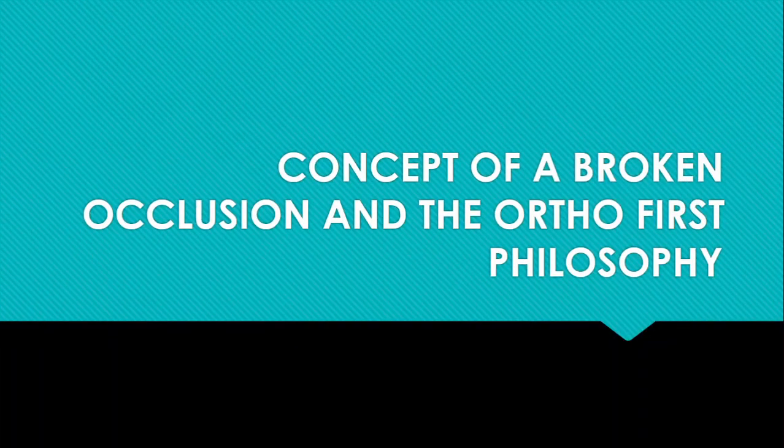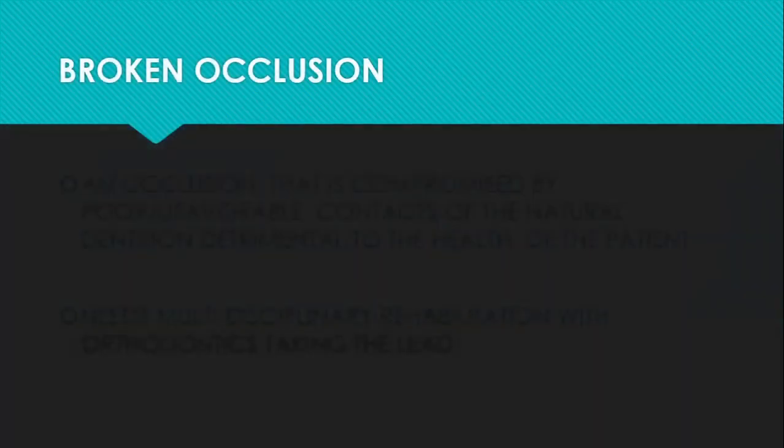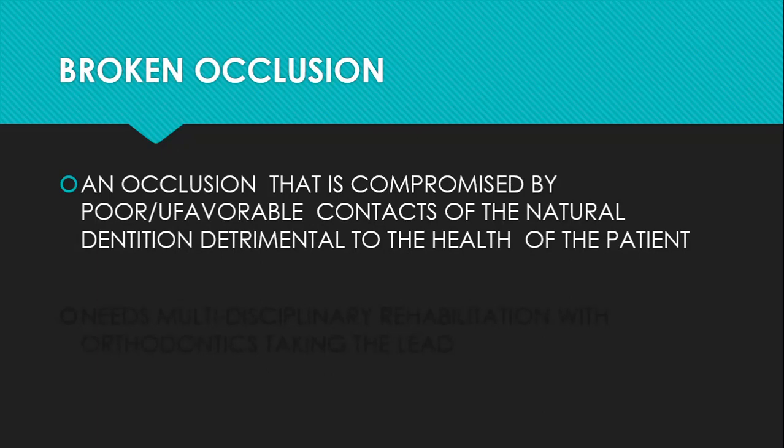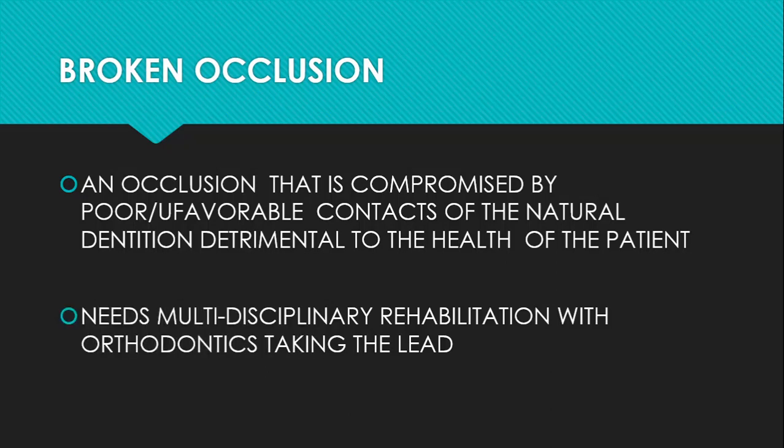The concept of a broken occlusion has to do with how we look at it in dentistry. The definition of a broken occlusion is an occlusion that is compromised by poor and unfavorable contacts of the natural teeth, which is detrimental to the health of the patient. And more often than not, it will need multidisciplinary rehab with orthodontics taking the lead.